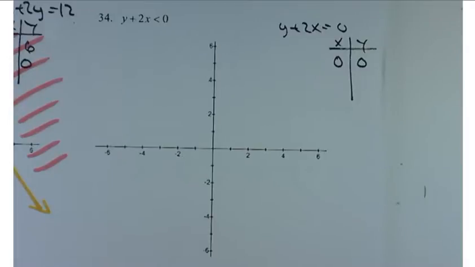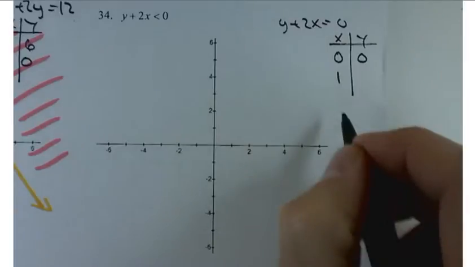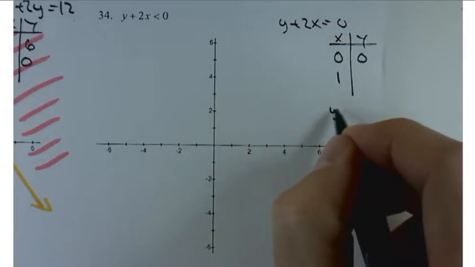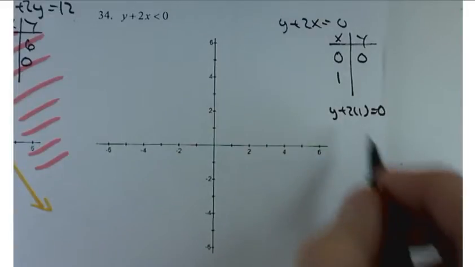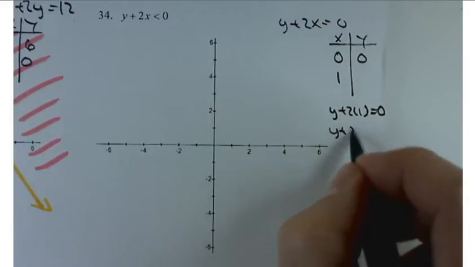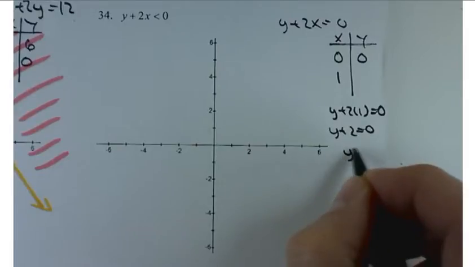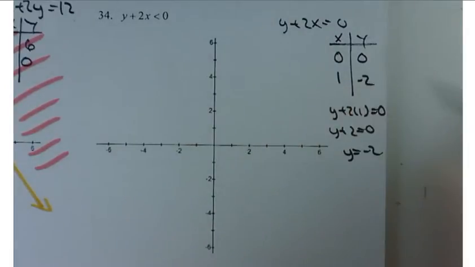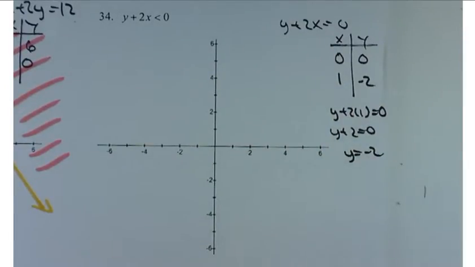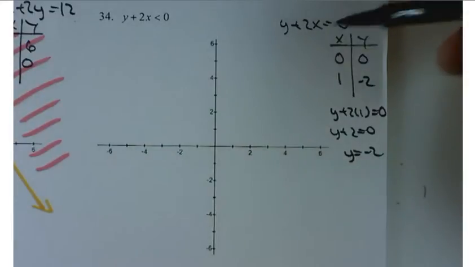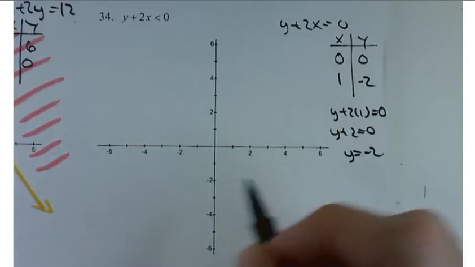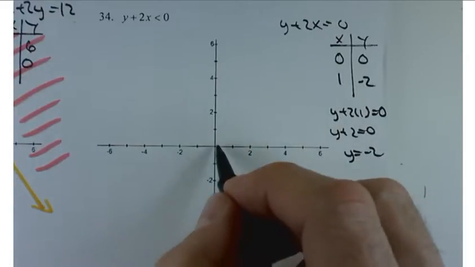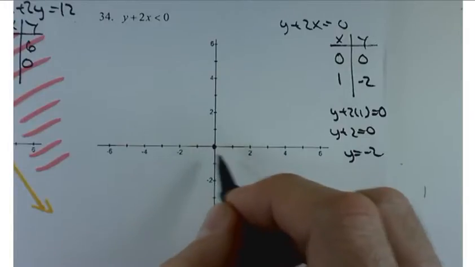Yes. If you set x equal to 1, I get y plus 2 times 1 equals 0. So y plus 2 equals 0, or y equals negative 2. Good. Anything you plug in for x is going to give you a pretty friendly point for y. So let's see here. We've got (0, 0) and (1, -2).